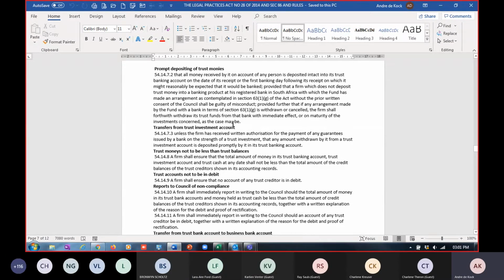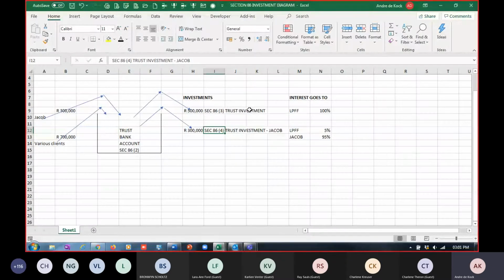Transfers from trust investment account. Okay, so in other words, those 2 investments that you made: unless the firm has received written authorization for the payment of any guarantees issued by a bank on the strength of a trust investment, any amount withdrawn by the firm from a trust investment account is deposited promptly by the firm in its trust banking account. Okay, so in other words, what are they saying? When we withdraw any of these investments, the money has got to go back into the section 86.2 account.